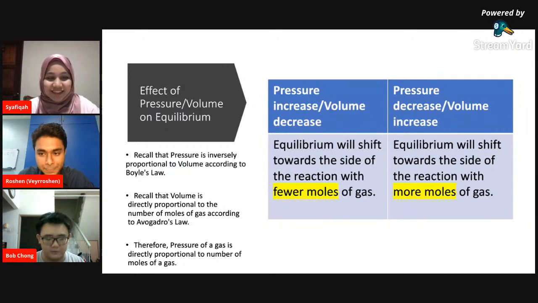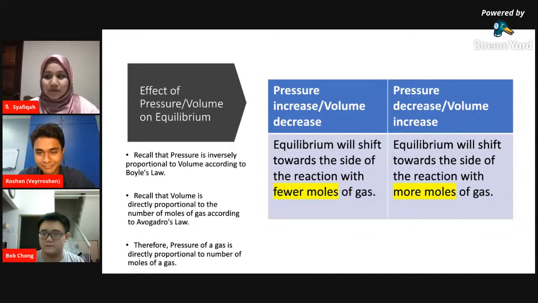I should say reduce pressure, not reduce stress, because right now we are in a chemical reaction. We need to reduce the moles of gas. See the highlight, reduce the number of moles of gas. So equilibrium will shift towards the side of the reaction with fewer moles of gas.